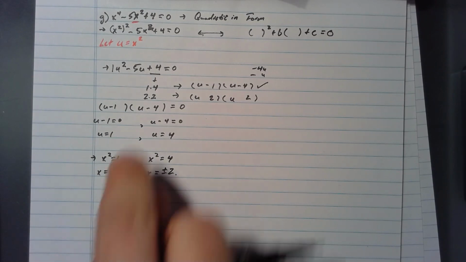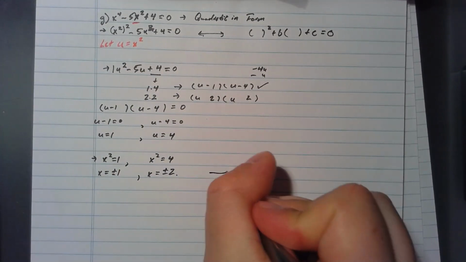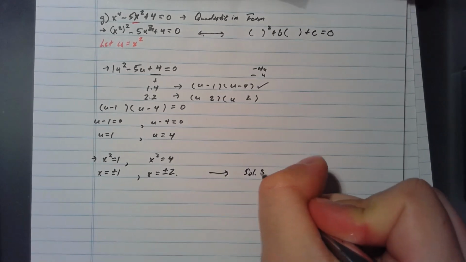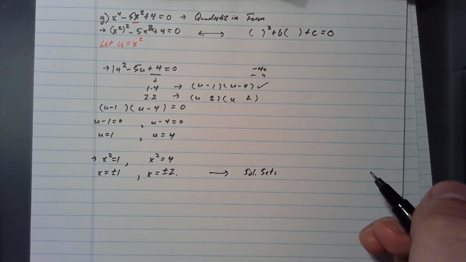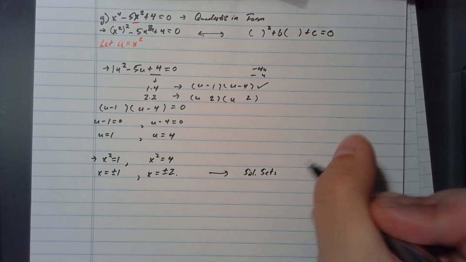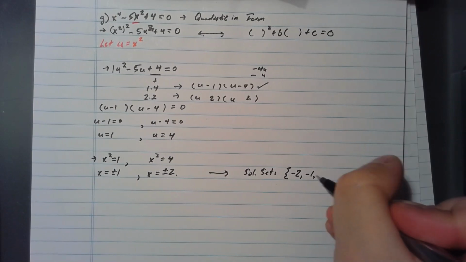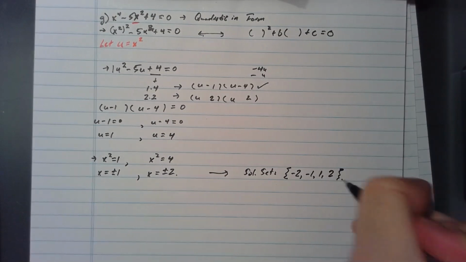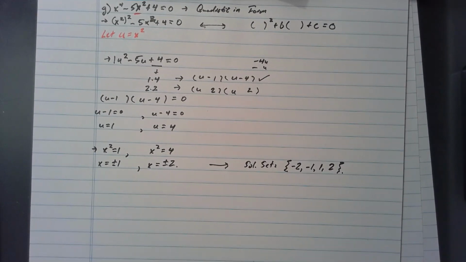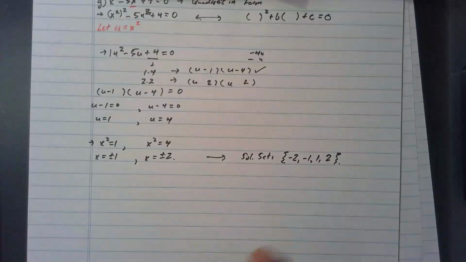Because this is a polynomial equation, my domain is all real numbers. So I don't really need to check. So my solution set is 4 solutions. It's going to be -2, -1, 1, and 2. Later on in the course, you'll learn that a 4th degree polynomial could have up to 4 solutions.